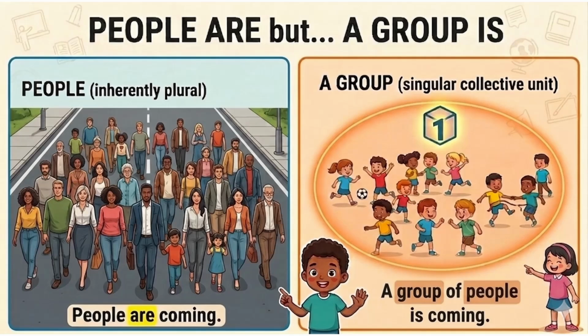Why is? The verb is coming is used because the subject group is a singular collective noun. So we use singular verb is. Remember here, of people is a prepositional phrase which gives extra information about the group. It is not a subject and it does not affect the verb.